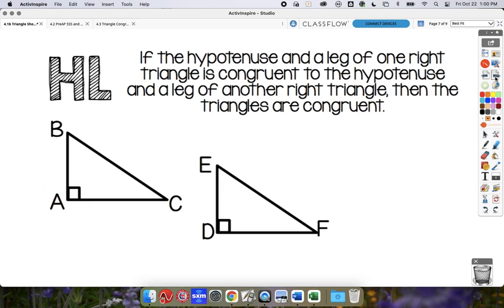And this is the one that everybody misses on their test. HL. Hypotenuse. Says it on the front. So with right triangles, we don't call things angles and sides. With the right triangle, if the hypotenuses are the same and the legs are the same, that immediately justifies congruence.